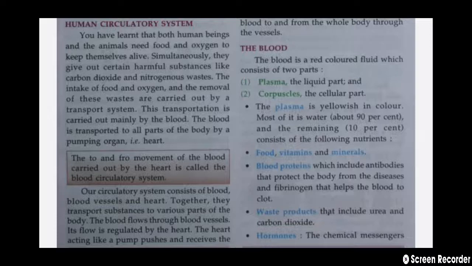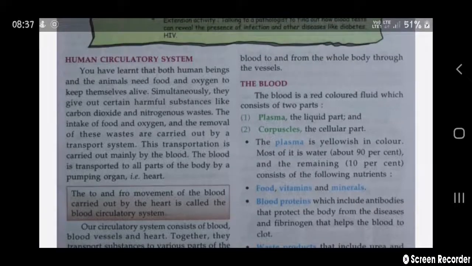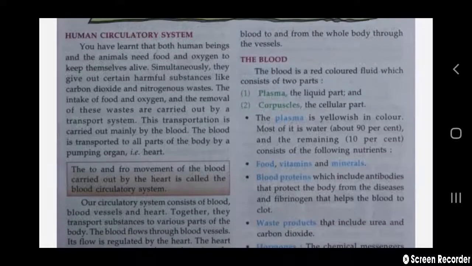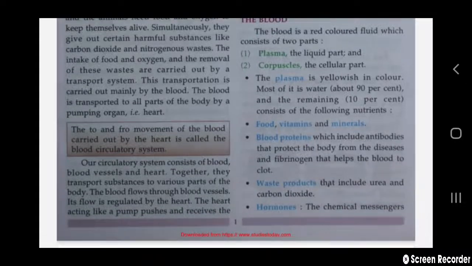In this transportation system, mainly blood is found. By blood only we supply all the things to our body, and the blood is transported to all the parts of the body. It is pumped out by the heart. As you all know, the heart pumps out the blood.